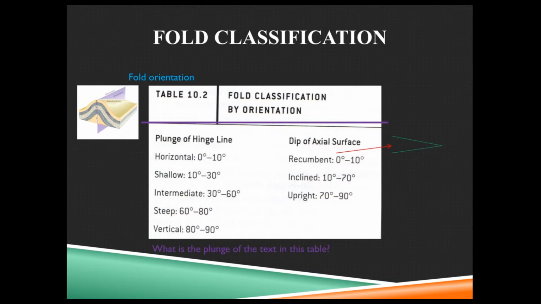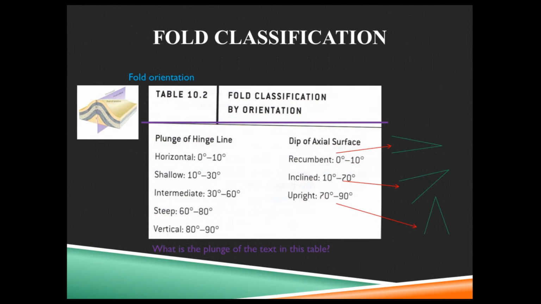Recumbent means that it's almost completely to the side. Think of a recumbent bicycle. It's sitting back, tilted. So a recumbent fold is the most tilted possible. Basically, that axial surface is horizontal or within 10 degrees of horizontal. Inclined is where the axial surface, basically going right through the middle of that angle, is tilted anywhere from 10 to 70 degrees. And then upright is like this.